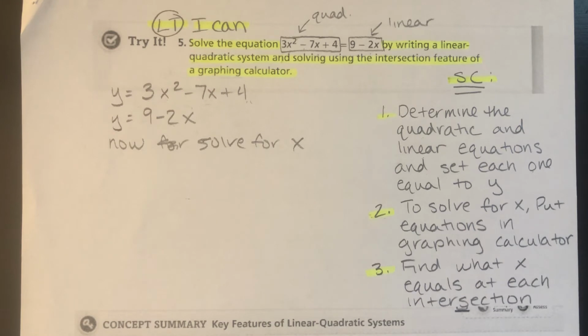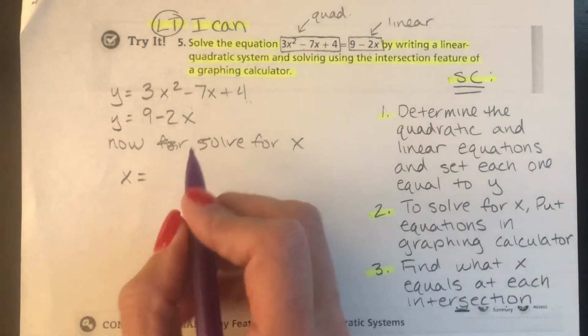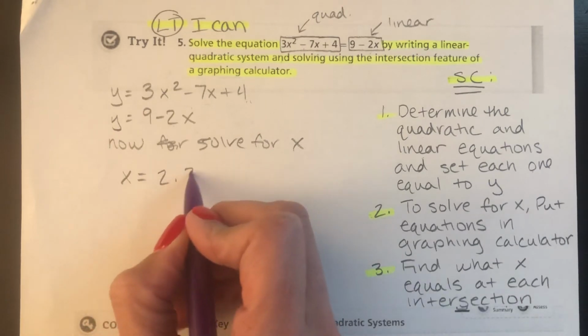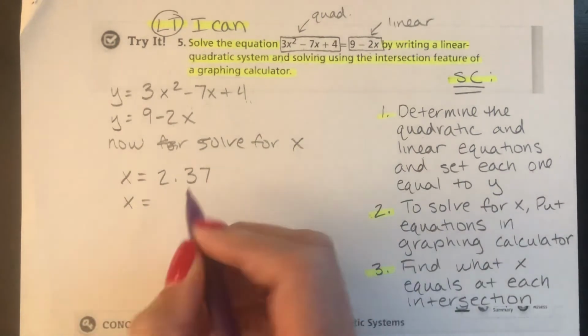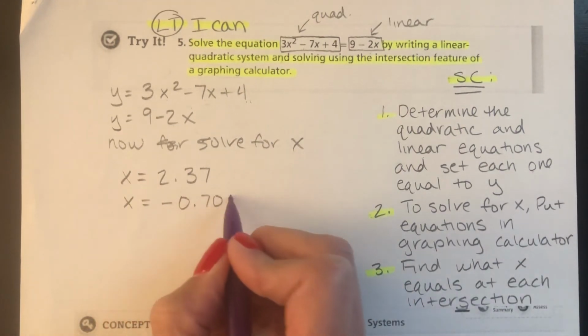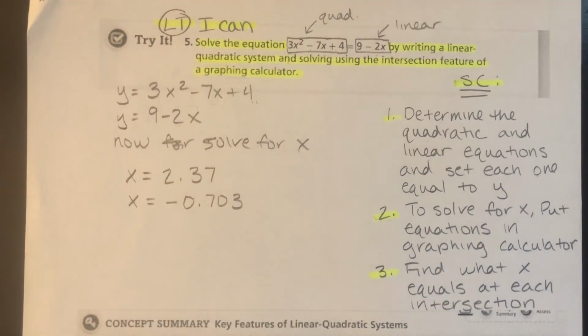Once you get that, you're going to look for your intersections. Look to see where these two graphs intersect. Drag over and find that intersection, and whatever x equals at that intersection, that is your answer. You should get x equals 2.37. At the second intersection, you will find that x equals negative 0.703. Make sure you try this on your own so you are grasping this.